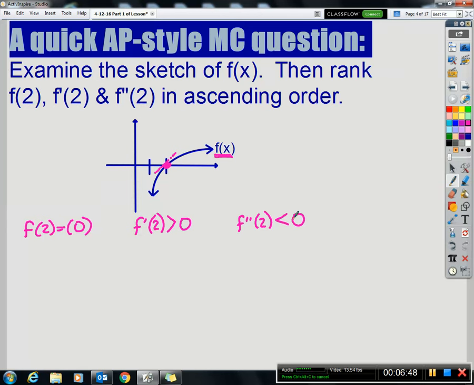So from low to high, I would need to put it in order from the negative value, which will be less than the 0 value, which will be less than the positive value. So there's my answer, ordering those in ascending order.